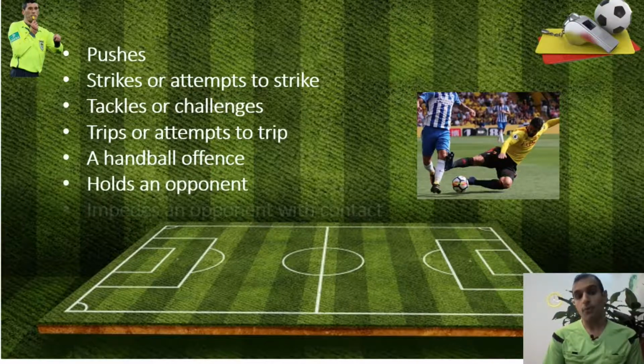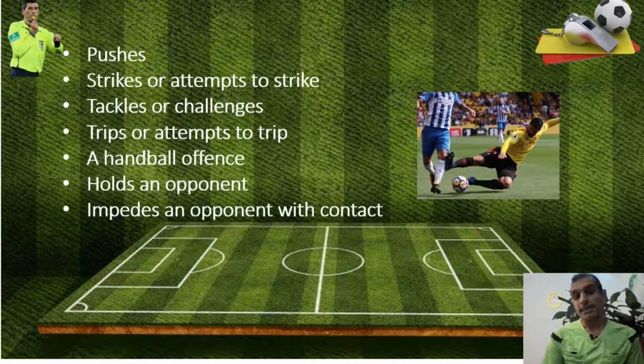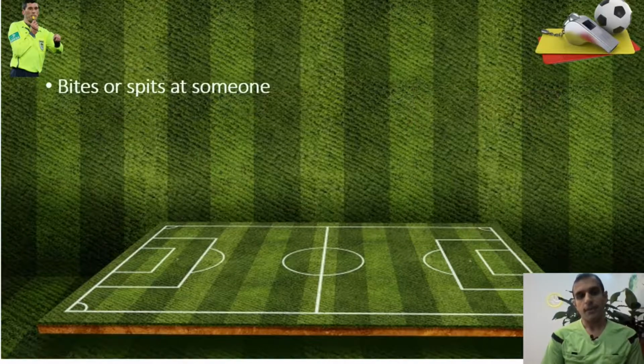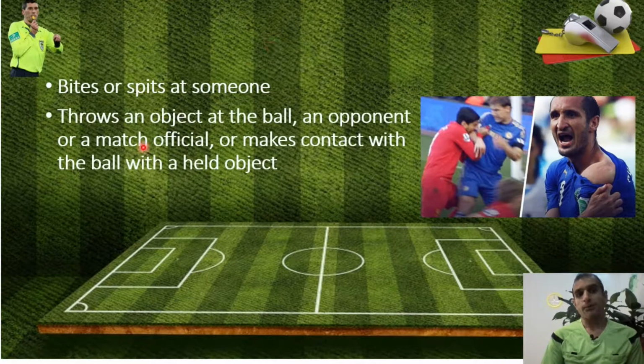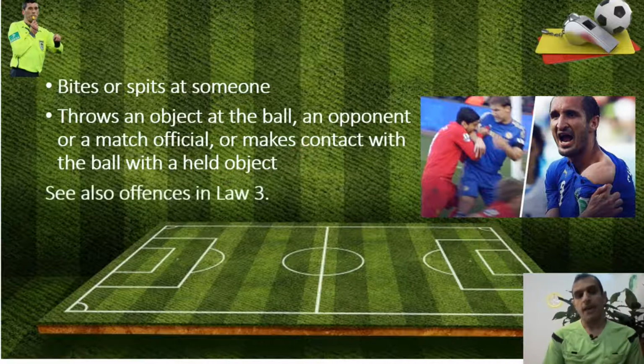holds an opponent, impedes an opponent with contact, bites or spits at someone, throws an object at the ball, an opponent or a match official, or makes contact with the ball with a held object. You can also see more offenses in Law 3, for which I already published a video.